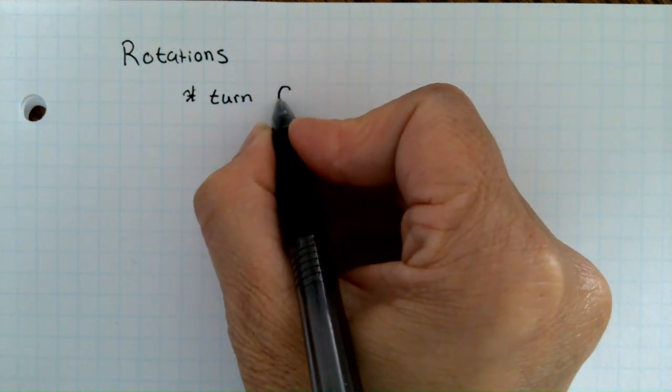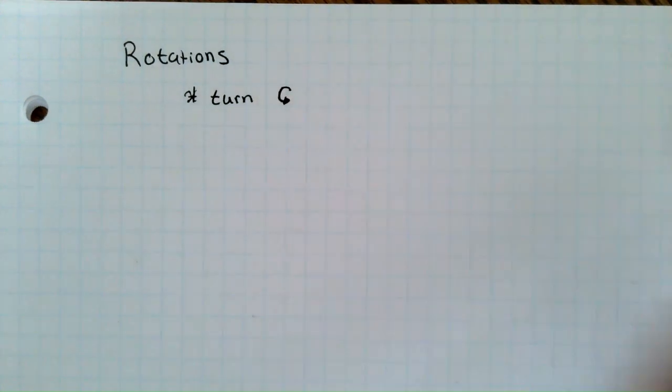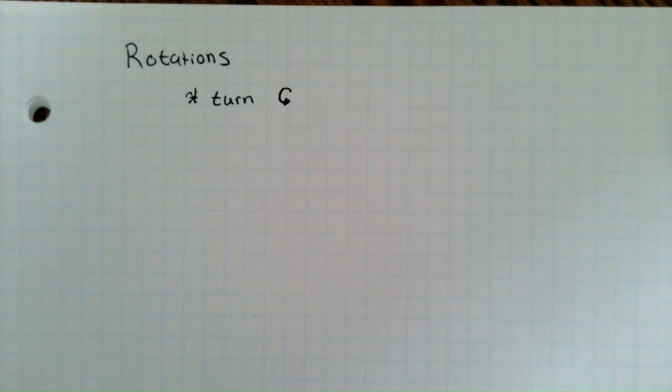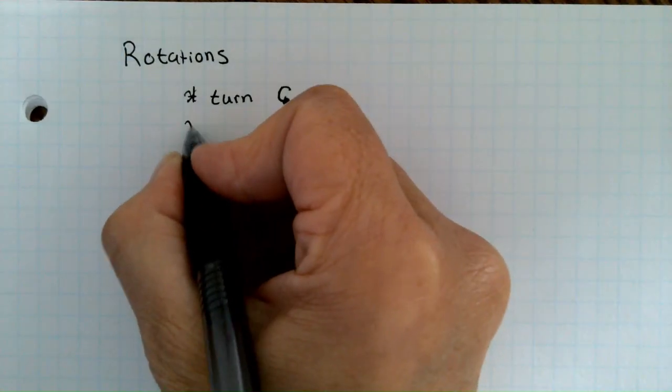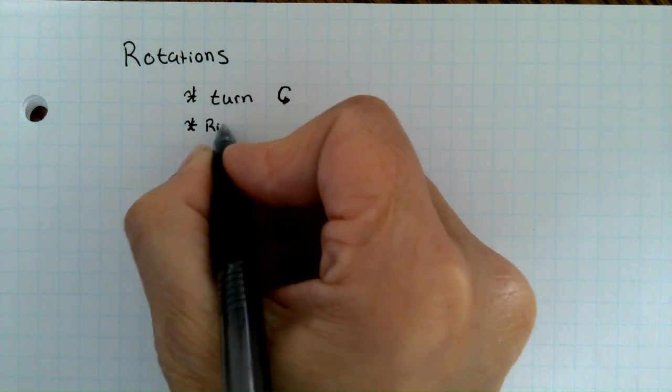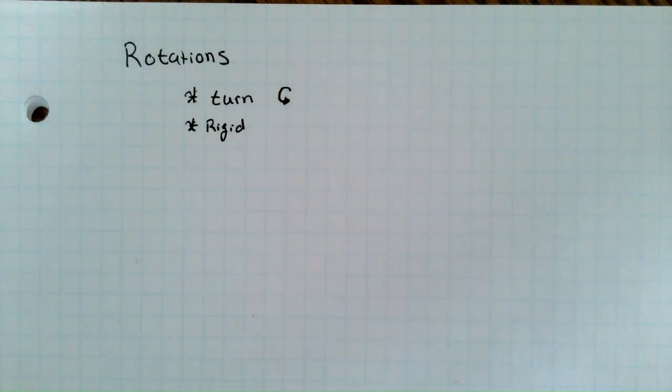Most of the time, we are going to turn counterclockwise. Unless you're told different, assume counterclockwise. There's a reason for that. It has to do with where mathematicians consider true zero to be, and they go counterclockwise from there. So it is a rigid transformation, meaning that everything's going to have the same angle and side length.